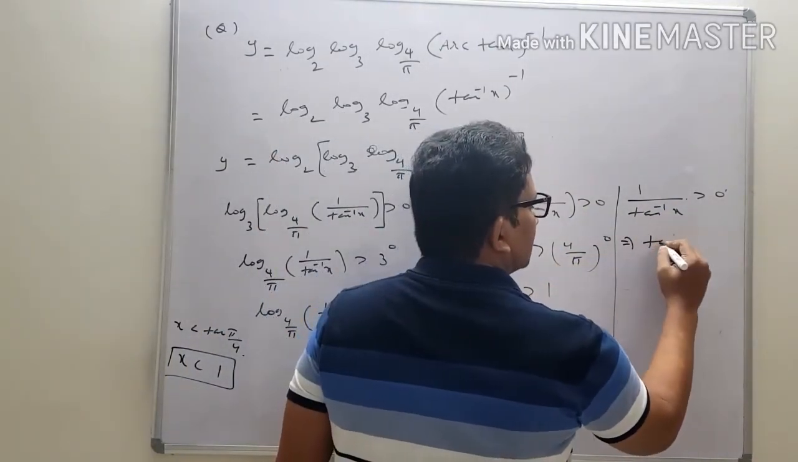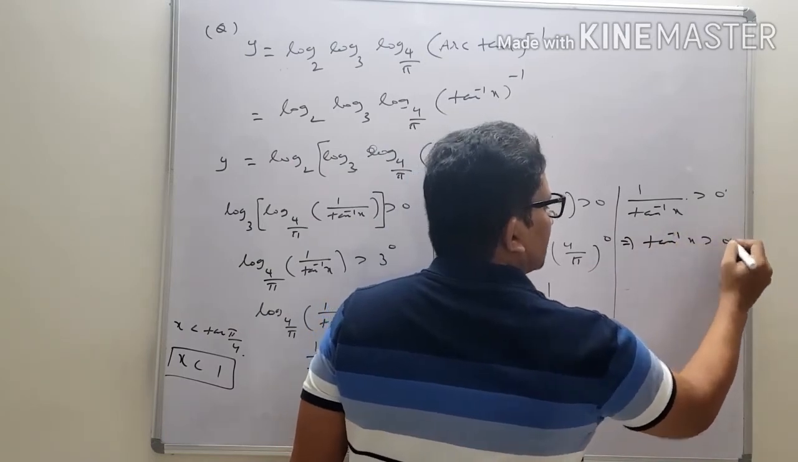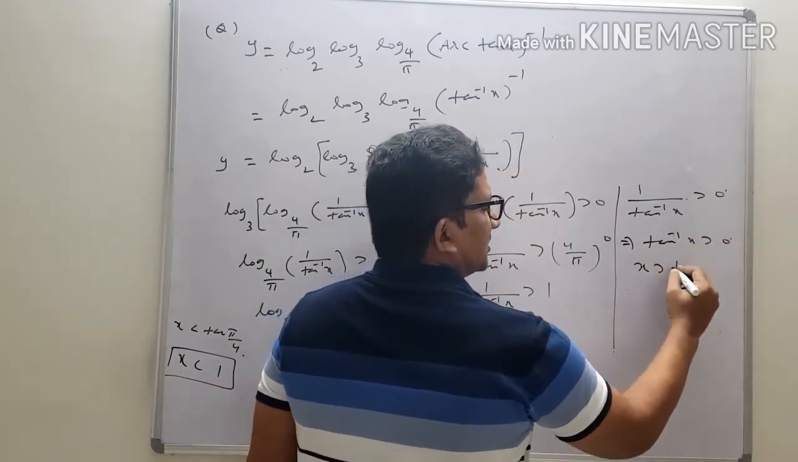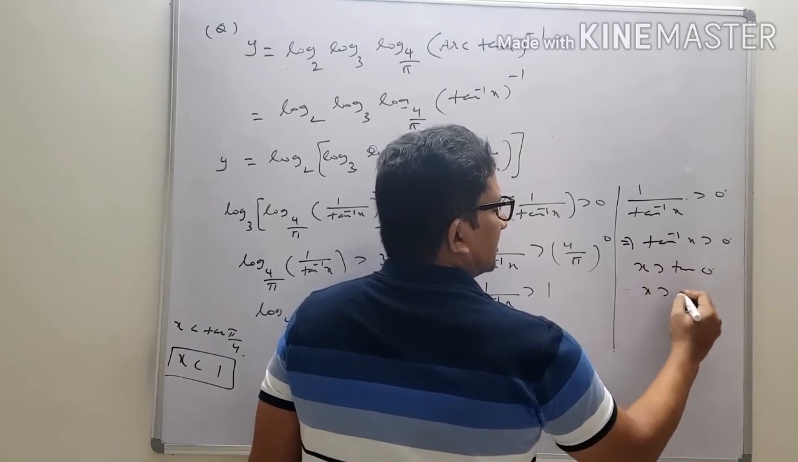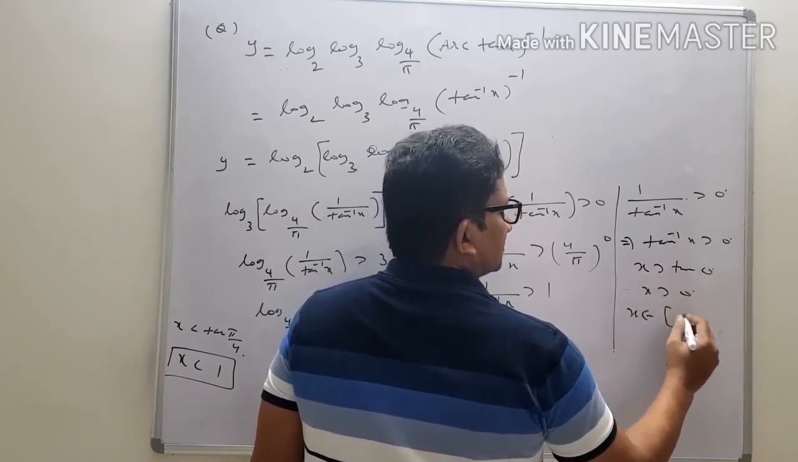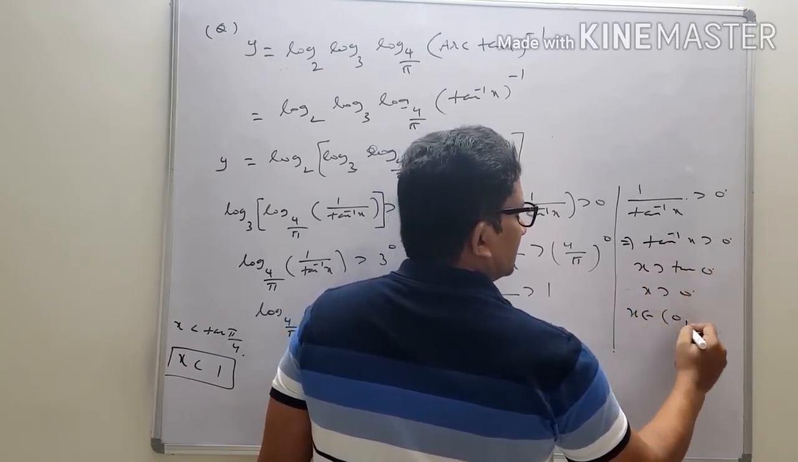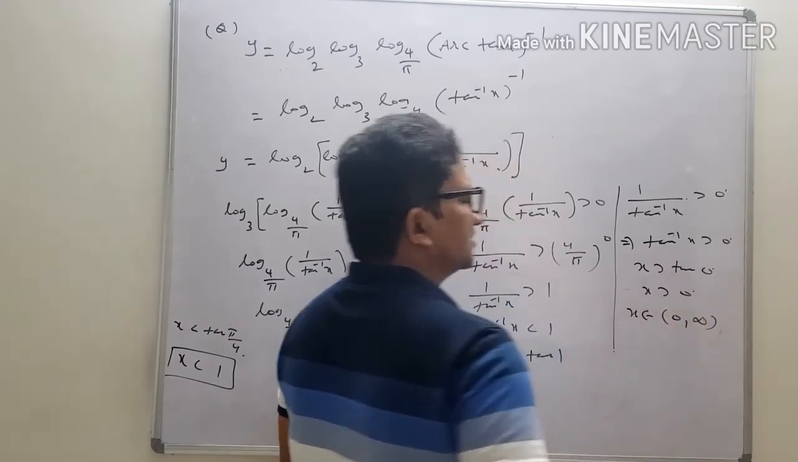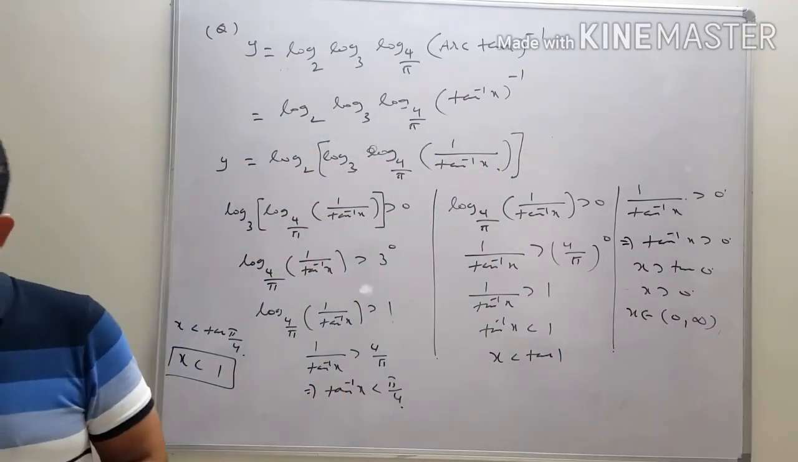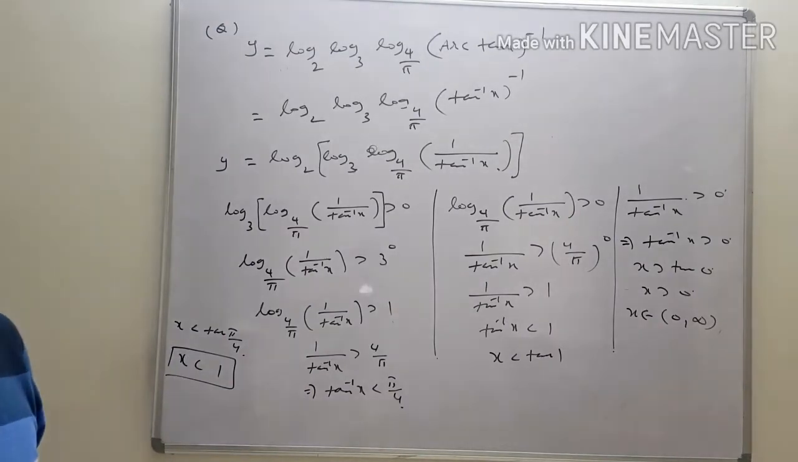That implies tan inverse x should be greater than 0. Then x is greater than tan 0. So, x is greater than 0, then x belongs to what? We will get 0 to infinity, or simply we can keep x is greater than 0. Is it clear, that point?